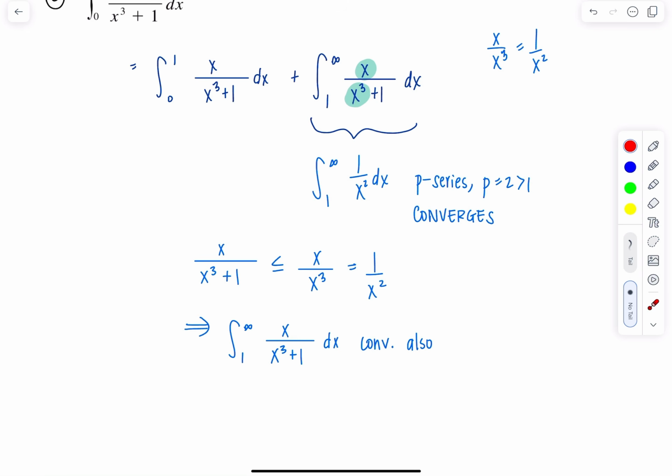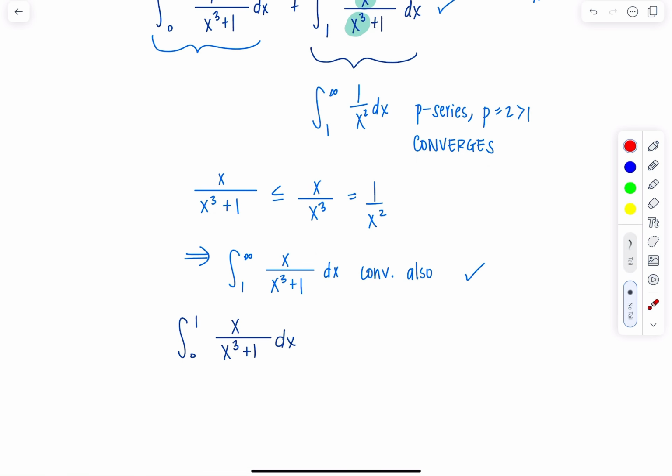Okay, so that one's done. This guy converges, so this converges, cool. What about this other integral here? Now we focus on 0 to 1 x over x cubed plus 1 dx. Is this an improper integral?